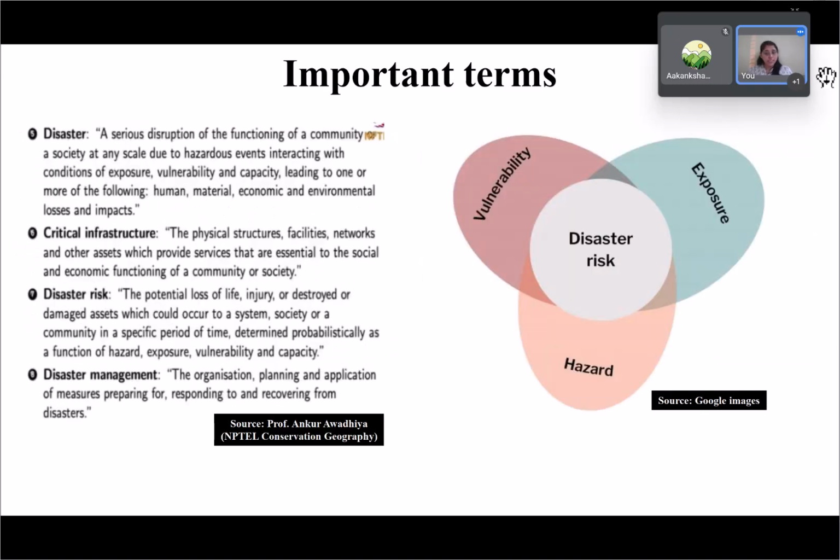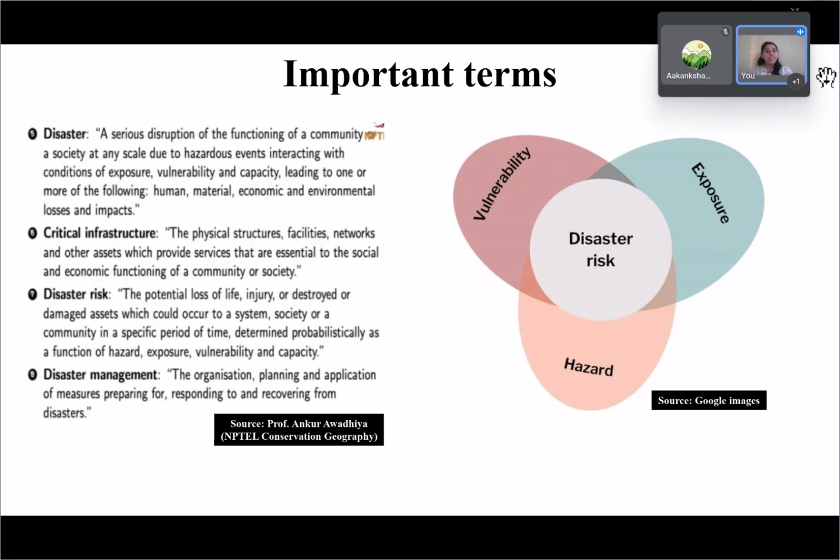Next, you have disaster, which we have already discussed. Then you have critical infrastructure. Critical infrastructure are basically the physical structure, the facilities, which provide services that are essential to the social and economic function. Why is this important? Because if you recognize the critical infrastructure, you can focus your direction of prevention when you are trying to reduce the effect of your disaster. You can focus on these infrastructure that get the most damage and that are also responsible for sustaining the community. So if you are able to manage or protect this infrastructure, you have done a major part of your planning.